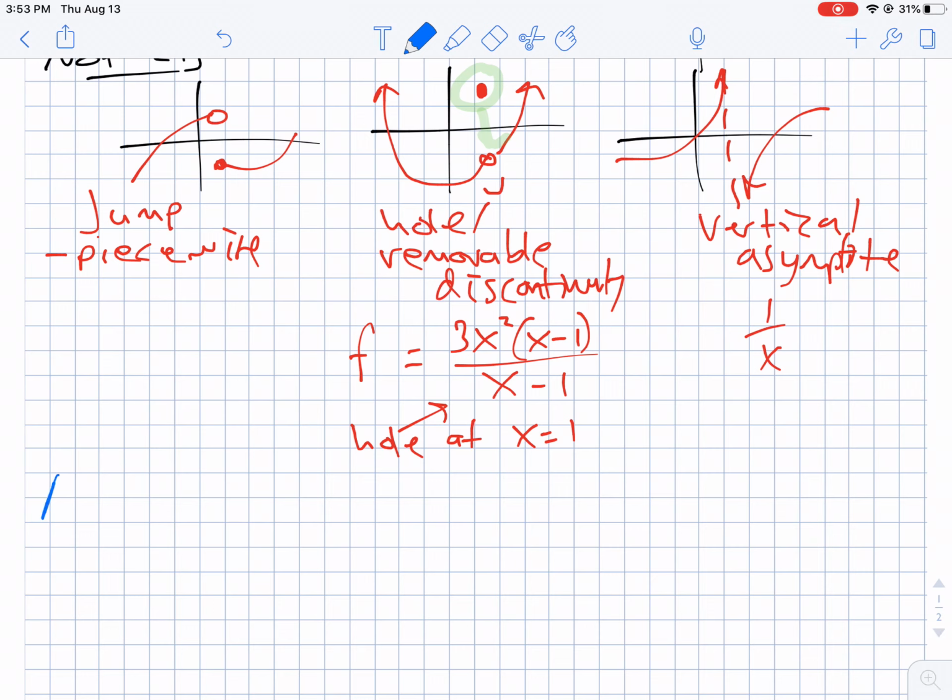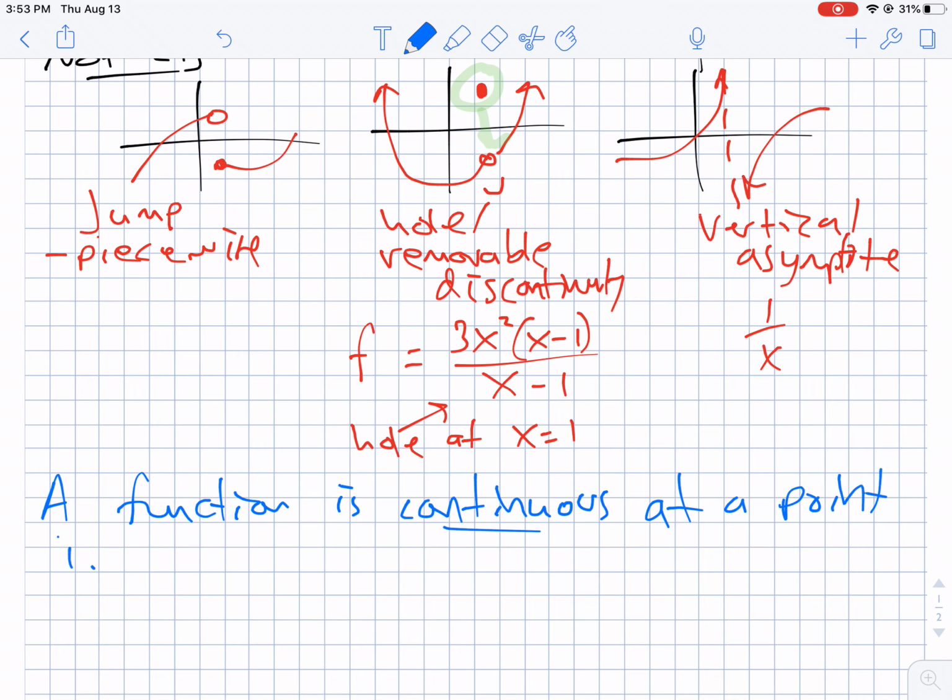So we talk about continuity at a point. So a function is continuous at a point if three things happen. We'll say some point x equals a. The first is the function exists at that point. So we have a value for the function.